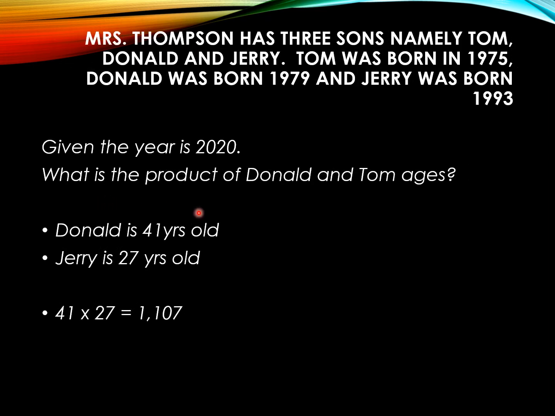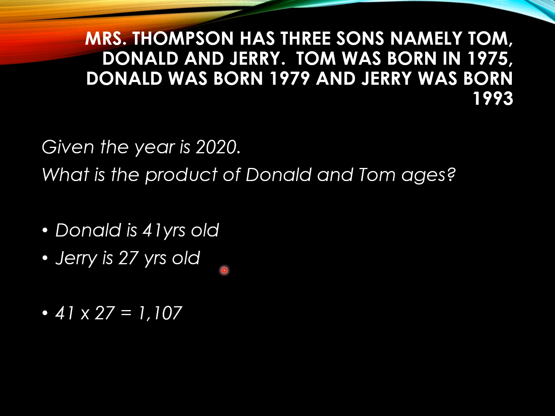Okay? Now we go on to the next slide. What we have in this slide is the same scenario. Given the year is 2020, we now ask, what is the product of Donald and Tom's ages? Simple. So we look for Donald's age, which we would have known from before because we would have done the calculation in the previous slide, 41 years old. And Jerry is 27 years old.